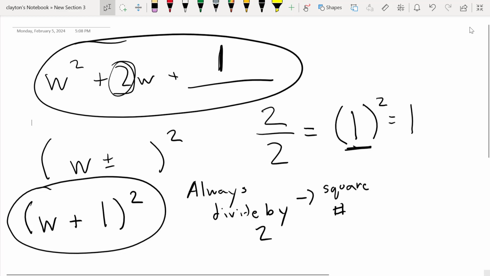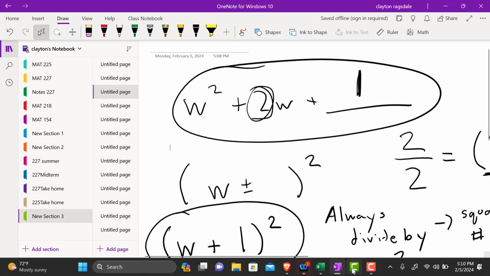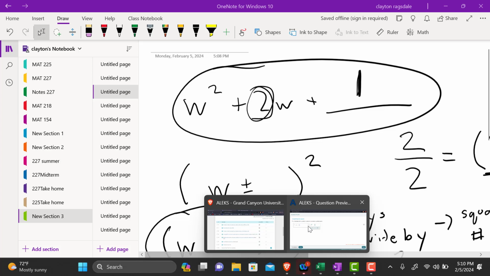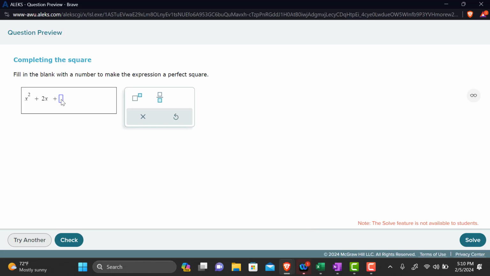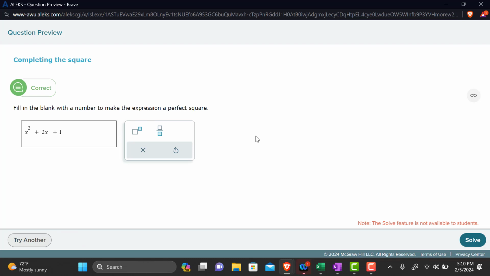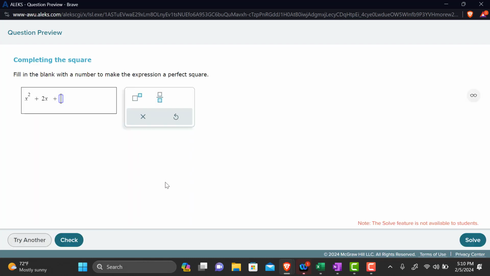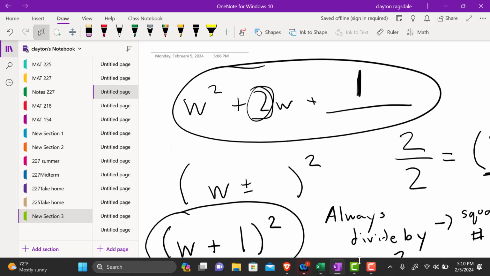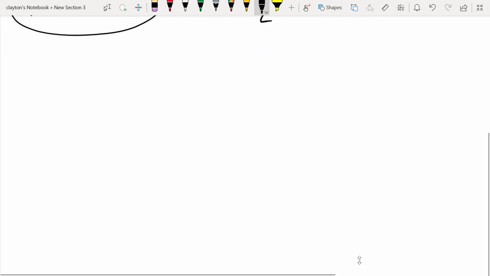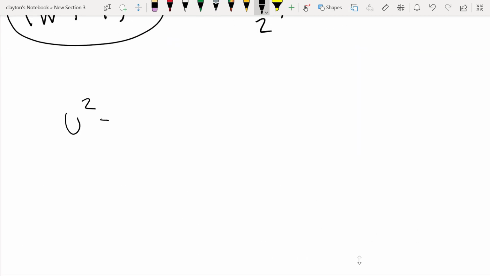I want to do a different example because this one ended up with the nice value of 1 there. So it's just a 1. Let's try one more. It doesn't look like it wants us to put it into perfect square format; it's just looking for that actual value. Here we go: u squared minus 18u. So we have u squared minus 18u plus something.